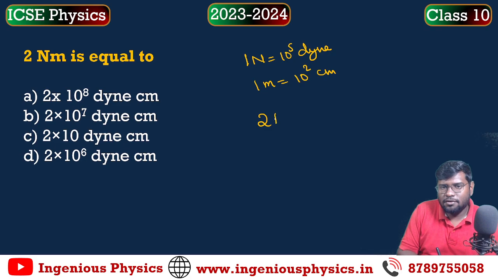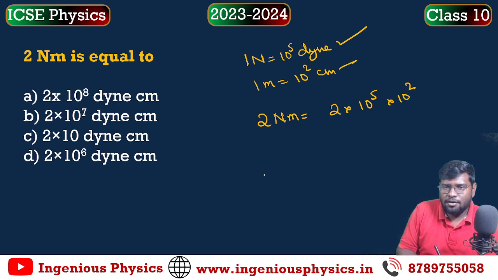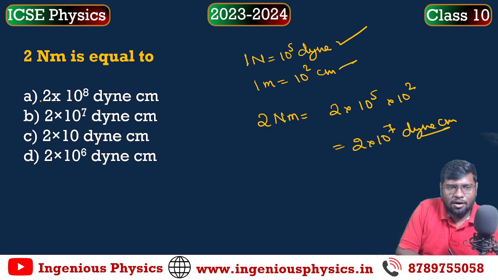So we have to convert 2 Newton meter into dyne centimeter. So 2 into 10 to the power 5, so Newton is converted into dyne. And if I write 10 to the power 2, so the meter is converted into centimeter. So finally we have 2 into 10 to the power 7 dyne centimeters. So the correct option is option number B, right?